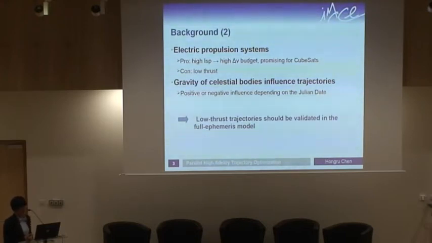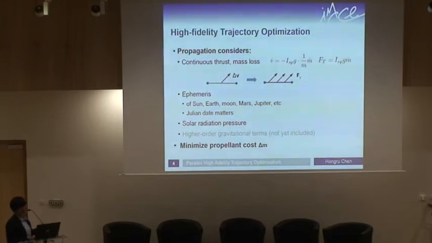In addition, gravity of celestial bodies exerts influence on interplanetary trajectories. Whether the influence is positive or not depends on the Julian date. So we think low-thrust trajectories should be validated in a high-fidelity model. So we developed our optimization tool for high-fidelity models. Like many other high-fidelity trajectory optimizers, our propagation considers continuous thrust instead of impulsive delta V, which is less accurate. We also consider the mass loss from propellant, and of course we take into account the ephemeris and gravity of celestial bodies. We have included solar radiation pressure. We should include, but haven't yet included, the higher-order gravitational terms.